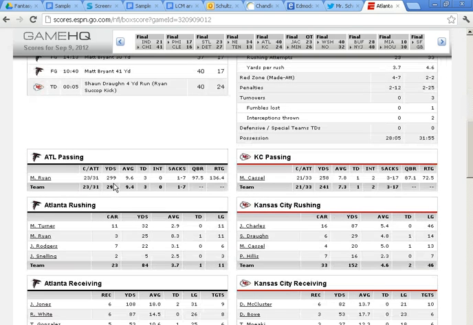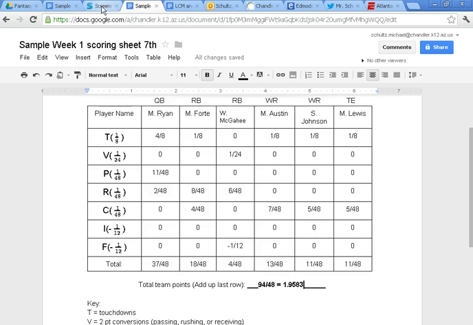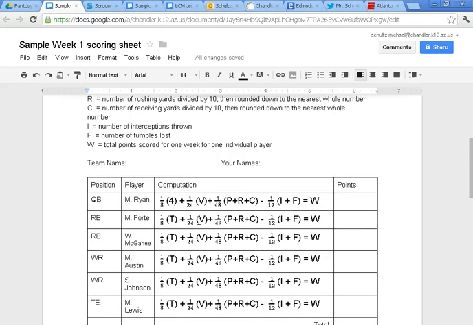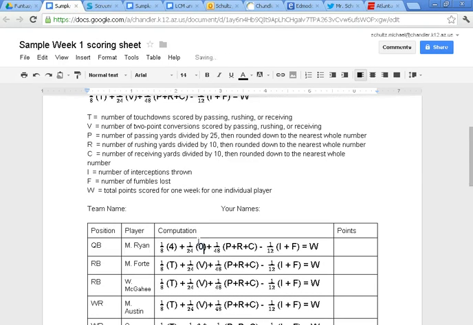Okay, so the next thing was passing yards. He had 299. Rushing yards, he had 25. He has 0 receiving yards. Okay, so let's go enter those, the 299 and the 25. Okay, nope, wrong one. Okay, so the V we said was 0, so I can enter 0.